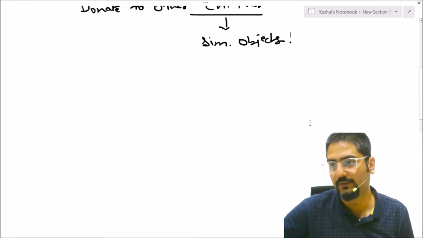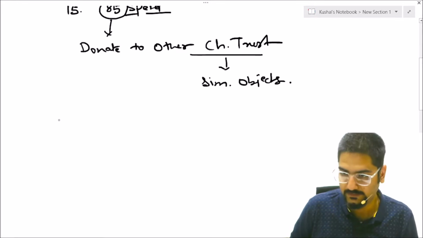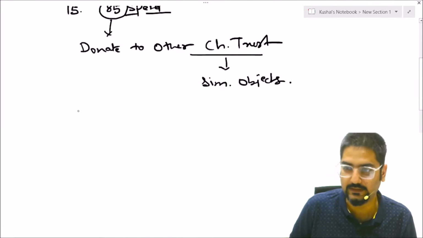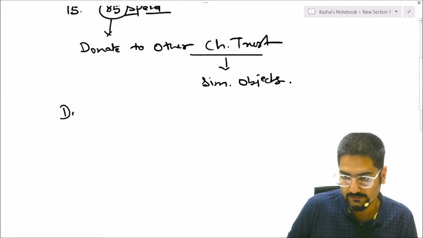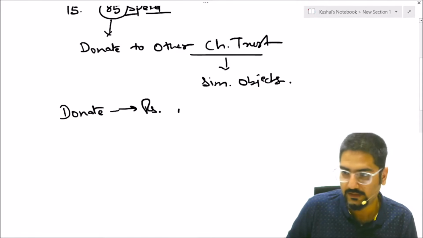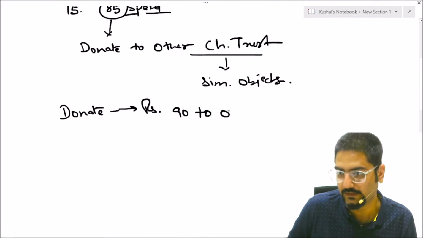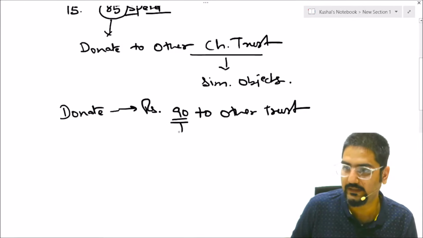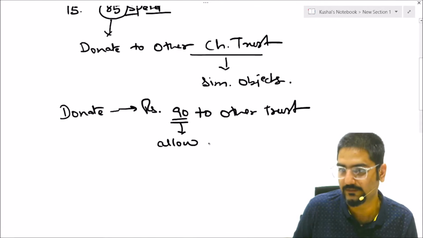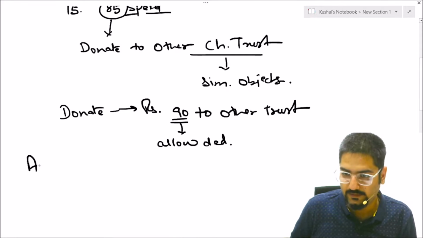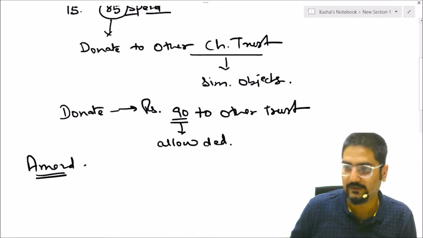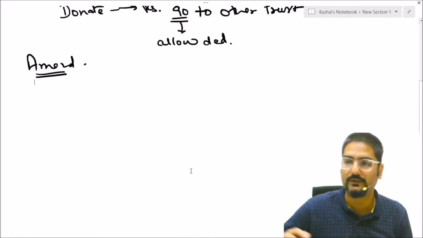Now the pre-amended position, before the amendment proposed in the Finance Bill, says that if a charitable trust donates rupees 90 to another trust with the same objects, then rupees 90 is allowable as deduction, or as application. Now let's see what the amendment is that is being proposed.